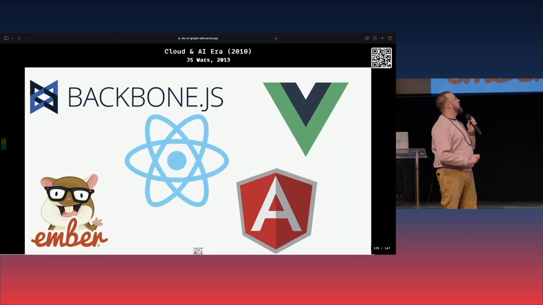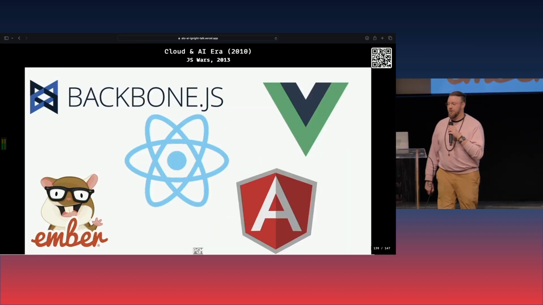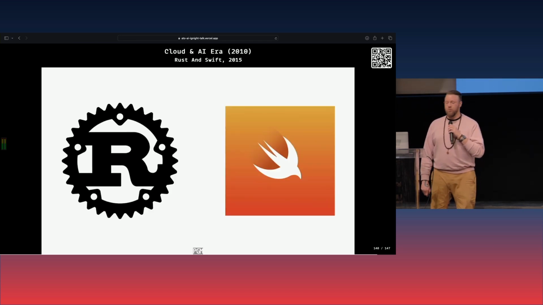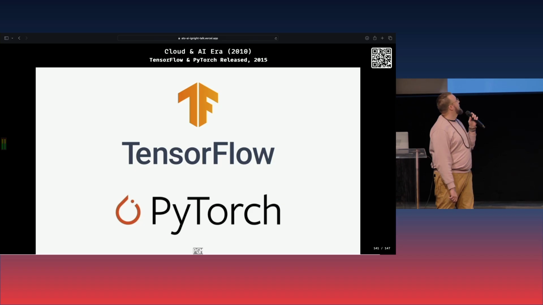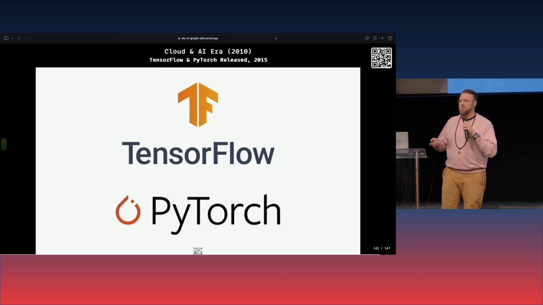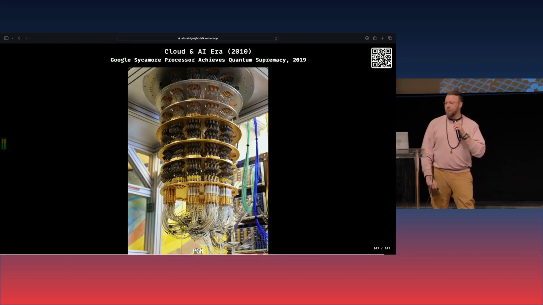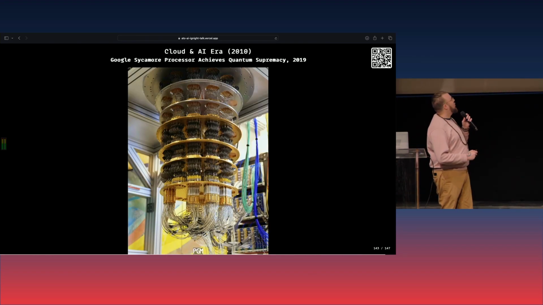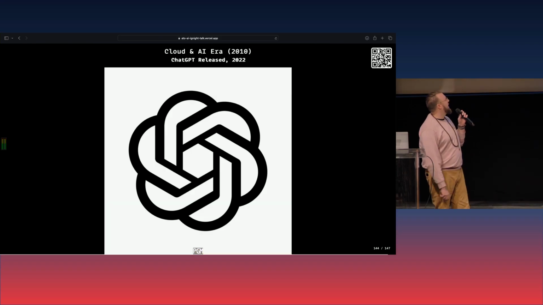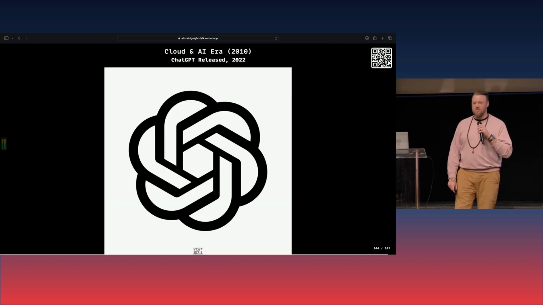Y'all remember the browser wars of 2013? I do. Or the JS wars, sorry. The browser wars was before that time. Rust and Swift released 2015. TensorFlow and PyTorch, now PhD people, master's level people, anyone could build a machine learning system. AlphaGo gets released. We finally have quantum computers explode forth in 2019, and now that brings us to today, 2022. We're coding with AI.